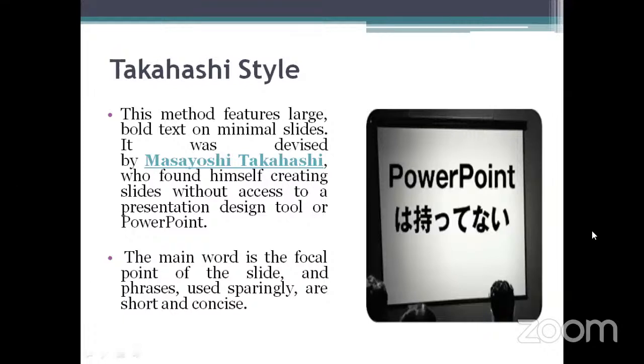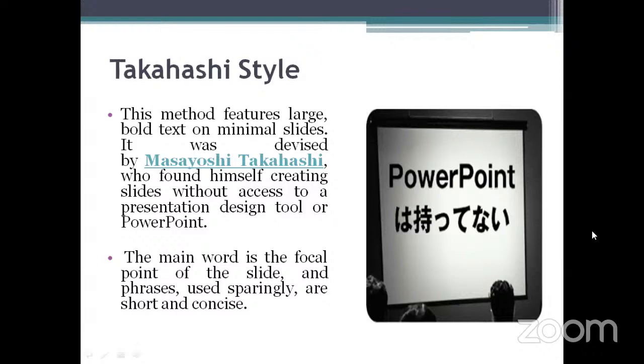This is one of the most interesting ways of presenting an idea. When you're not familiar with the tools or with developing PowerPoint slides, or for people like old timers, every slide is explained with a single point. The focal point of the slide is a phrase, and it should be short and concise.